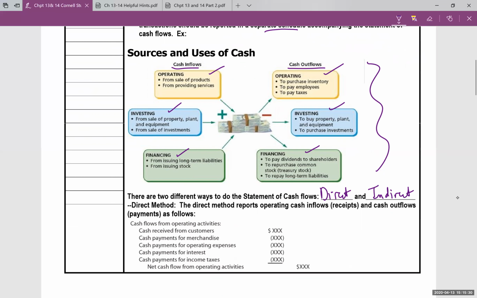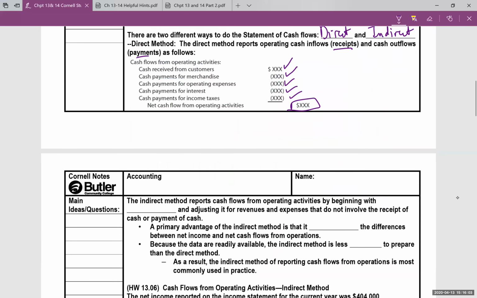So the direct method reports operating cash inflows, the money coming in, receipts, and cash outflows, money payments, as follows. So basically, you take any cash received from customers, subtract cash paid for merchandise, subtract cash payments for operating expenses, subtract cash payments for any interest payments, subtract cash that you did pay for income taxes, and then you get this net cash flow. It's kind of like balancing your checkbook, the checkbook of your business.